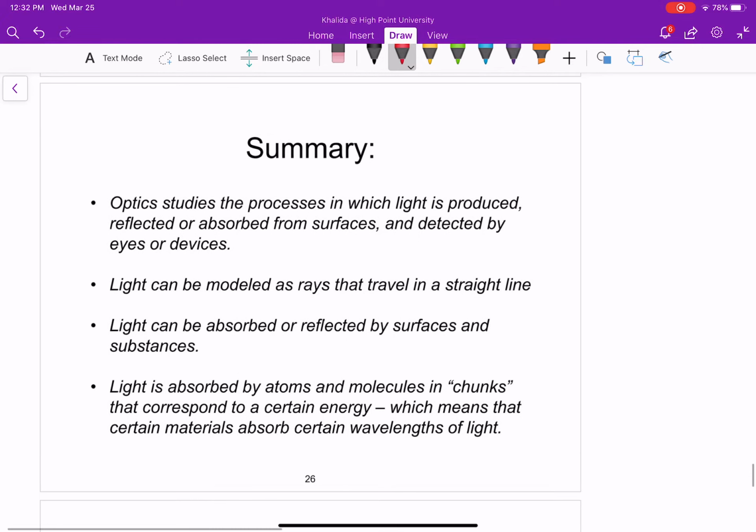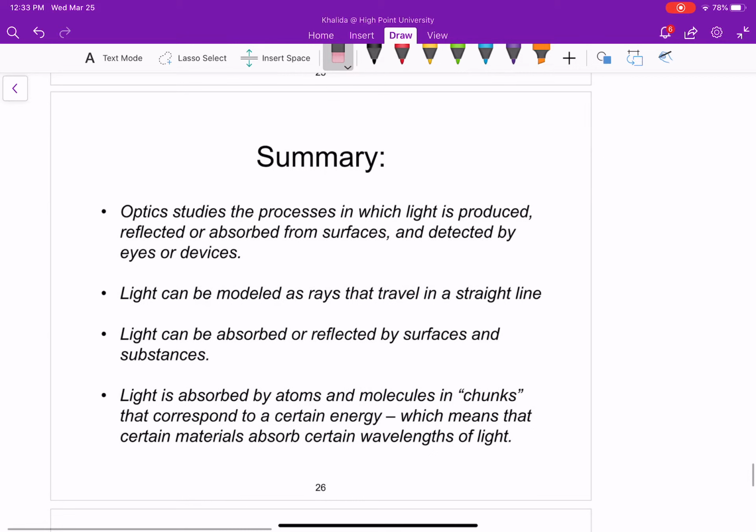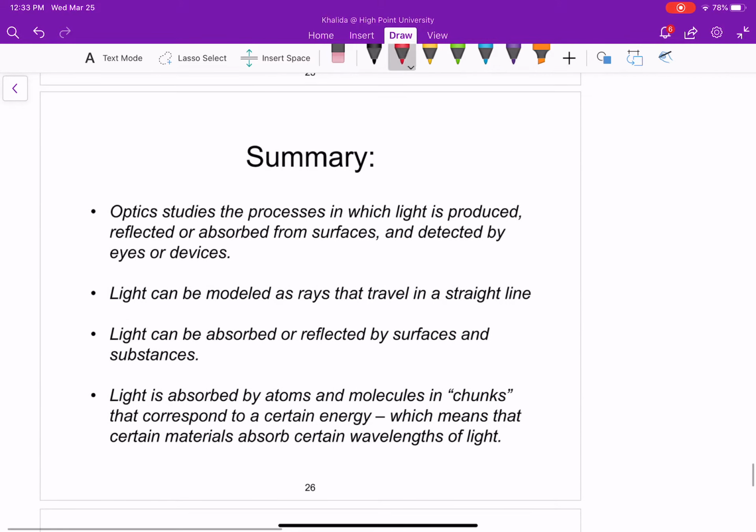All right, so we're going to talk a whole lot more about rays, but that is how absorption and reflection works. We talked about how optics studies the processes in which light is produced, reflected, or absorbed from surfaces, and then it's detected by eyes or devices. We talked about how light can be modeled as rays that travel in a straight line, and they travel, of course, at this speed, which I'm going to keep writing because it's really important. C equals 3 times 10 to the 8th meters per second is the speed of light.